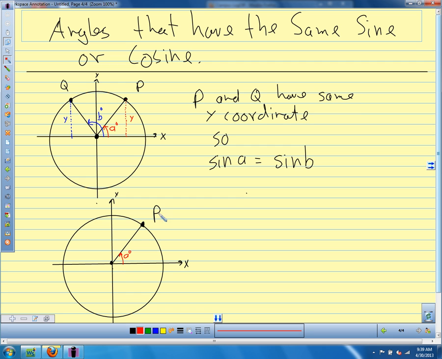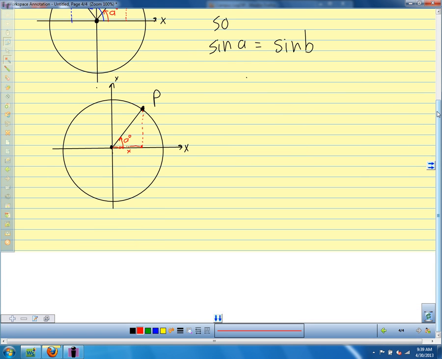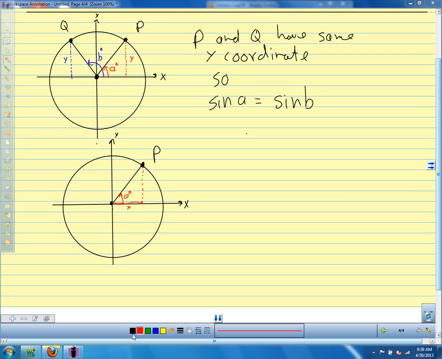And now we're going to look at the x-coordinates. We're interested in the cosine. So my x-coordinate is that length. Well, I'm going to draw another point on the unit circle that has the same x-coordinate. Come down here. Here's point Q. I'll draw that angle, and I'll draw the sides of the triangles here in blue. And points P and Q both have the same x-coordinate.